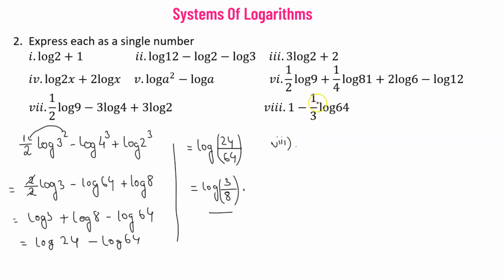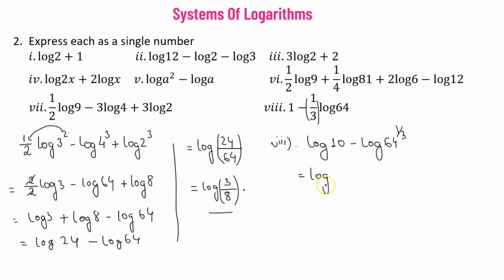So here we have 1 minus 1/3 of log 64. Right? So 1, this can be expressed as log of 10 because log of 10 is 1. The reason why we are rewriting 1 as log of 10 is that we want to combine the two terms. Minus log of 64 raised to the power of 1/3. So what we're doing, we have raised 64 to the power of 1/3.